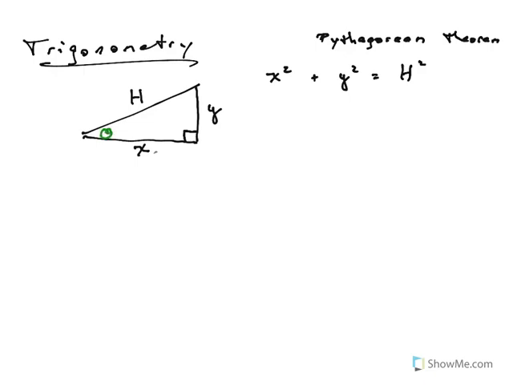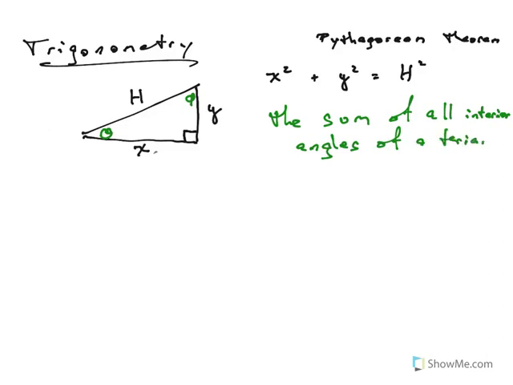So if you call this angle theta and this angle phi, then there's a relationship between the angles of a triangle, and it says that the sum of all interior angles of a triangle equals 180 degrees. Always. If you add up the three angles inside a triangle, they always add up to 180.